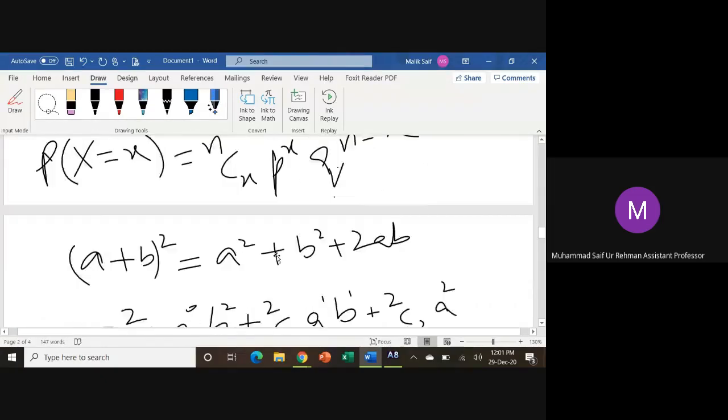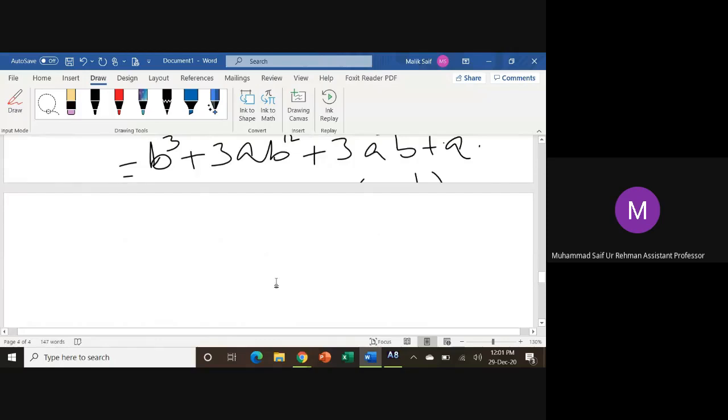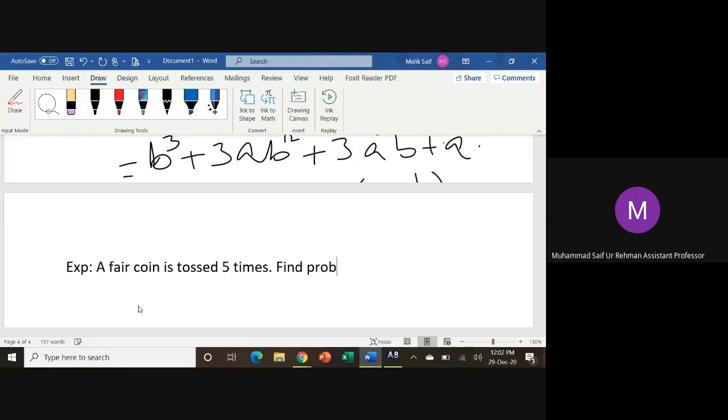So now, let us solve an example. A fair coin is tossed 5 times. Find probability of various number of heads.